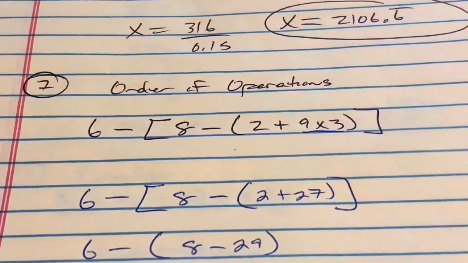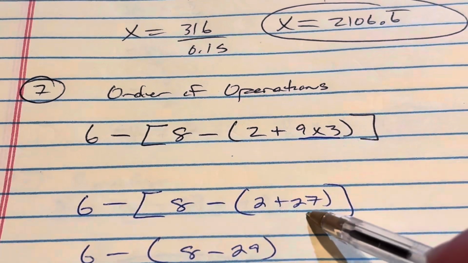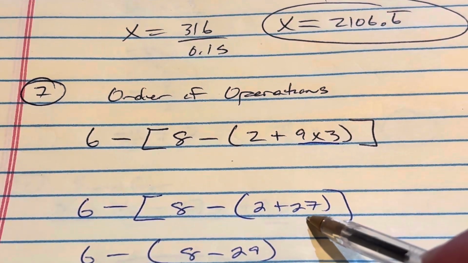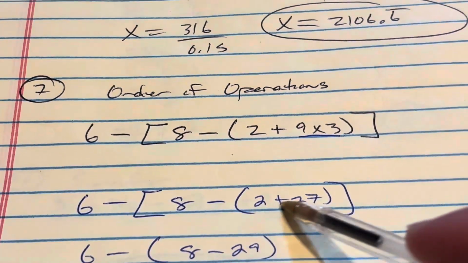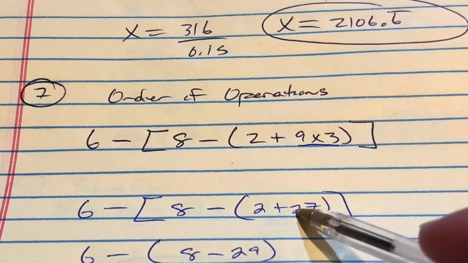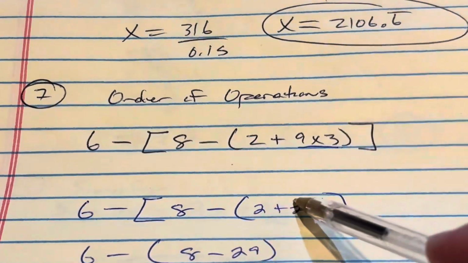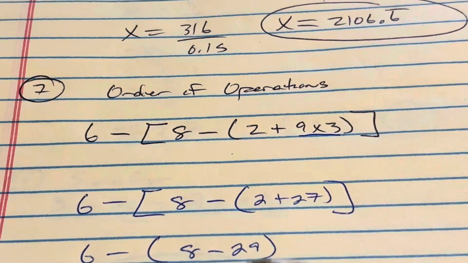That's going to be 9 times 7, which is 20. 9 times 3, which is 27. Then 2 and 27 gives us 29. So 8 minus 29, I can drop this parentheses then.